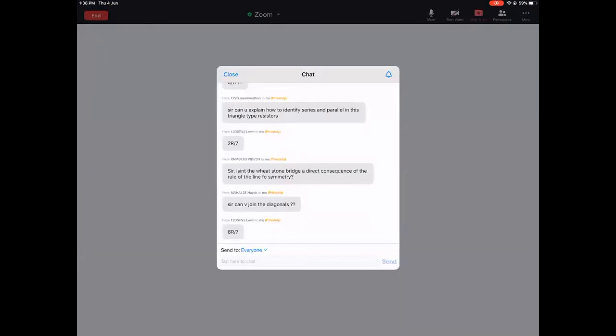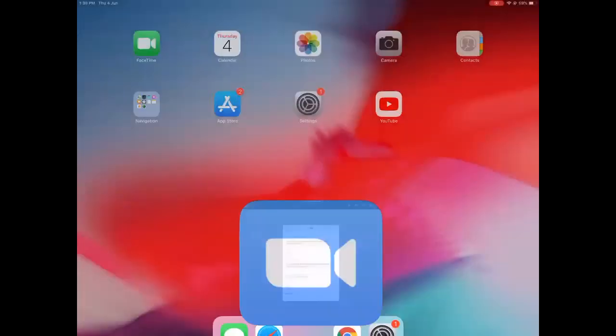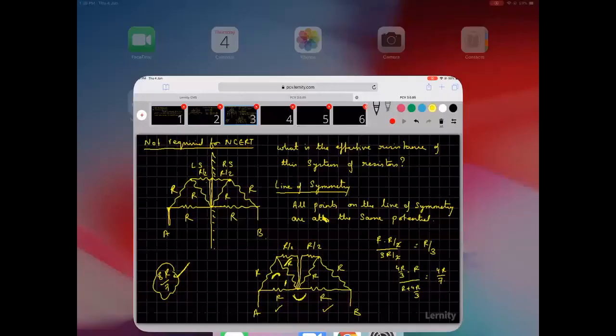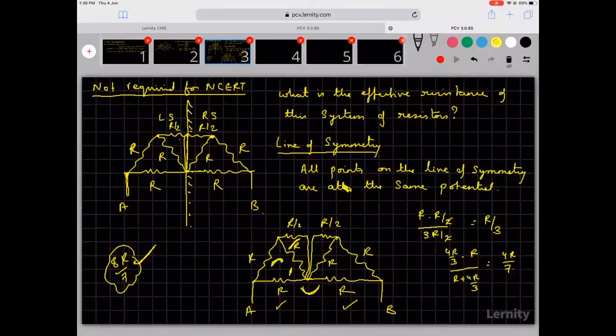A Wheatstone bridge is not a direct consequence of the rule of line of symmetry. In fact, the rule of line of symmetry is a consequence of the concept that we are learning in Wheatstone bridge. I hate to call it the line of symmetry, but I don't want to sound ignorant. So I use this line of symmetry, but we are identifying points which are at the same potential and we are trying to connect them. This line of symmetry is a nonsense concept. It is not a true concept. The true concept is to identify points which are at the same potential.